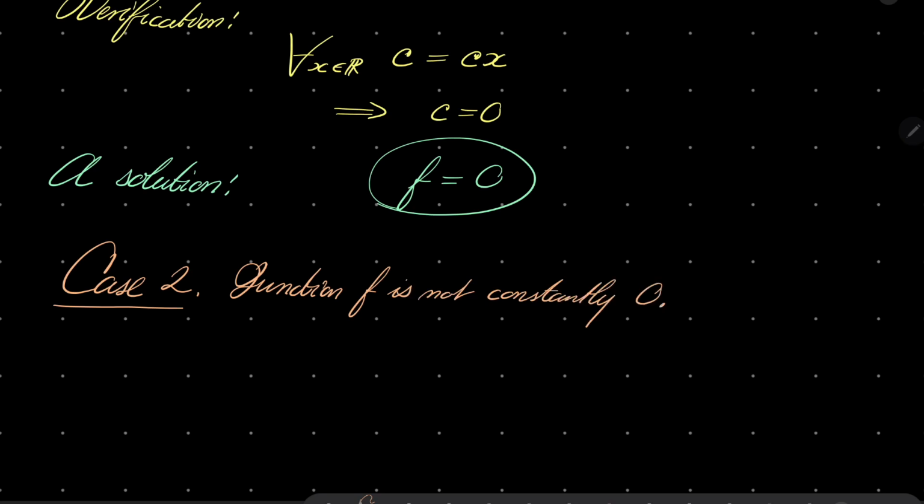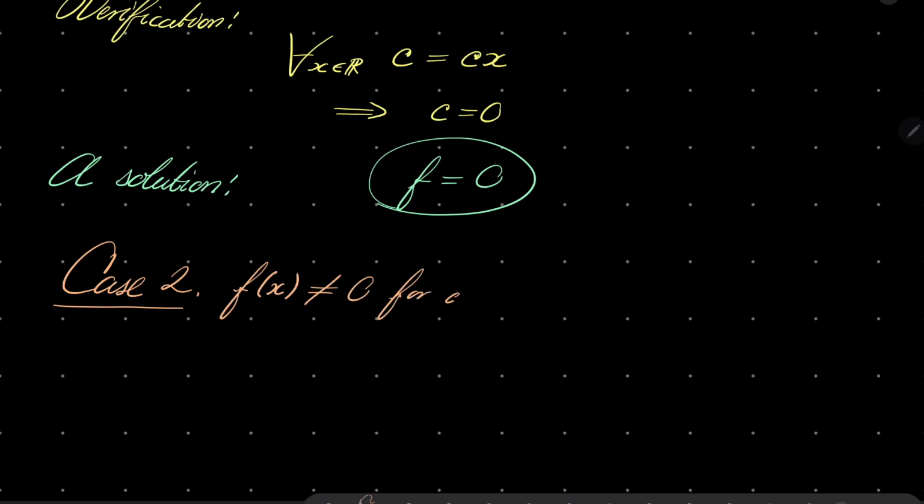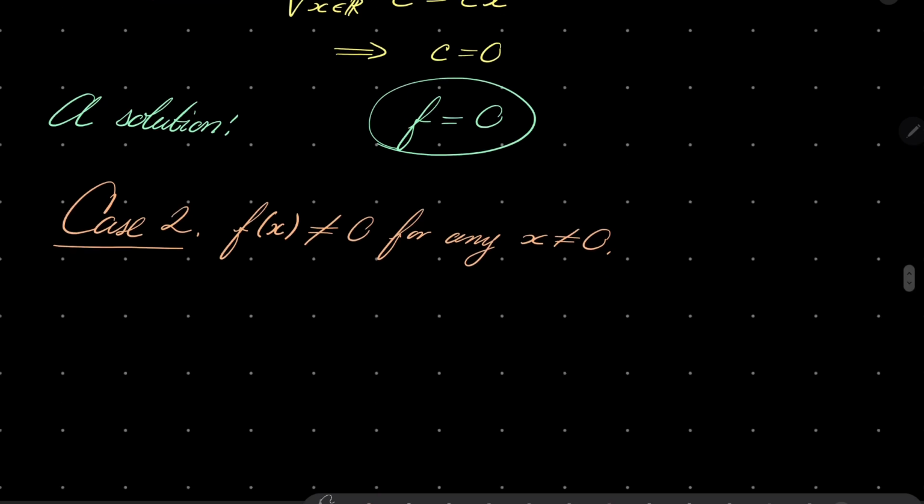Is not constantly 0, or rather we can write even stronger that f of x is not 0 for any non-zero argument, because we have demonstrated that if f of x is 0 for some non-zero argument, then our function must be constantly 0. Then we have the following.